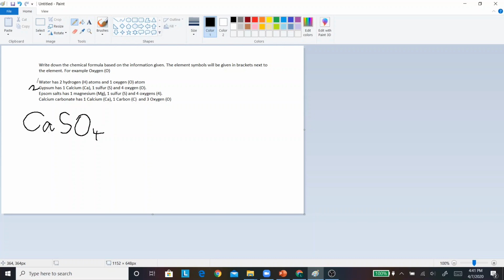Capital C, lowercase a, capital S, capital O, with a 4 down underneath it right about there. And that's how you draw these different chemical formulas. So let's go on to the next one that we have here, which is number 3.